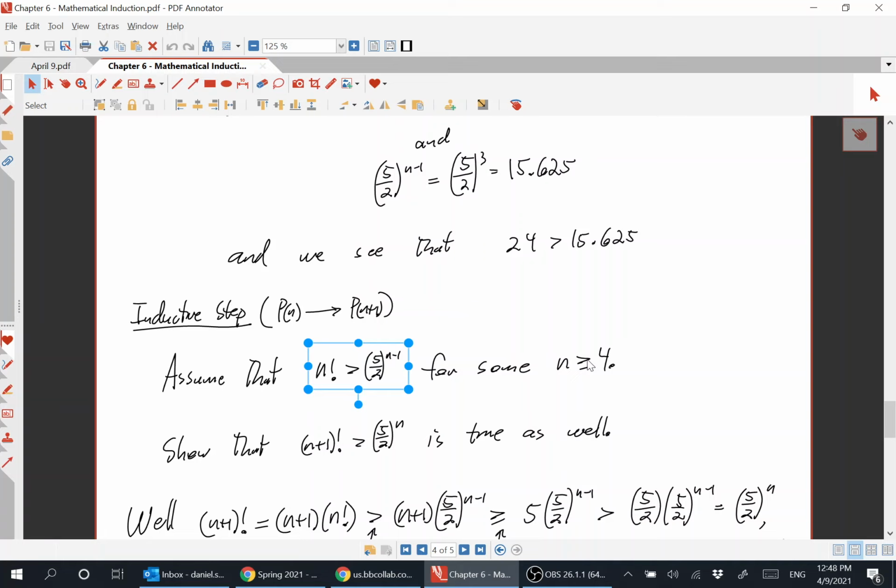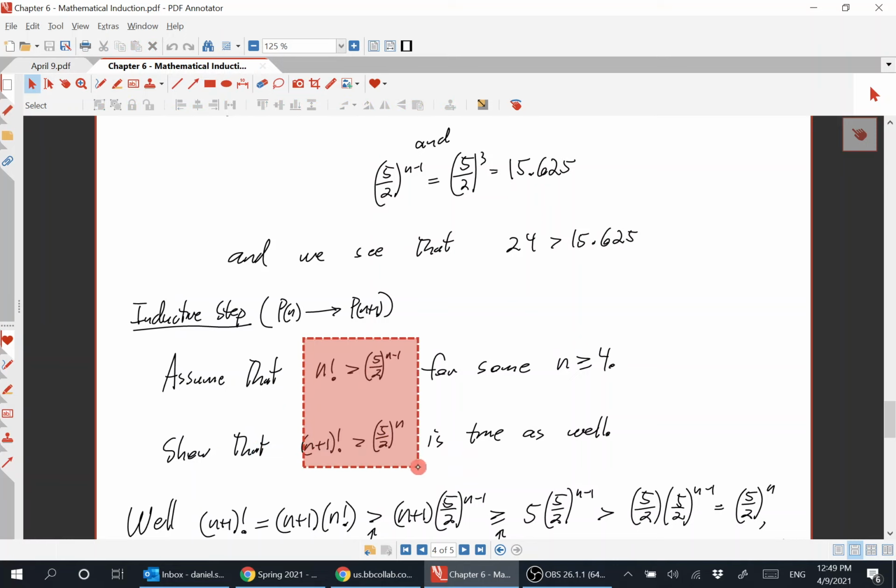We assume Pn is true, and that assumption is called your inductive hypothesis. The first part of an implication statement is called the hypothesis. So this is our induction hypothesis. It's true for some n bigger than or equal to 4. Now, show that Pn plus 1 is true.